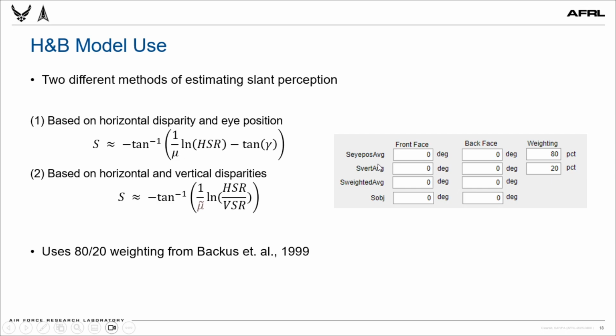So this might be a fun thing for a research project. I may have suggested it and been shut down. But this is your eye position average, that vertical and horizontal disparity average, the weighted average, and this is the slant in object space. So you have this great comparison here.